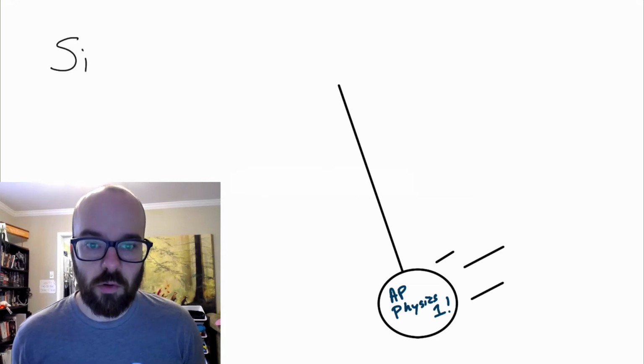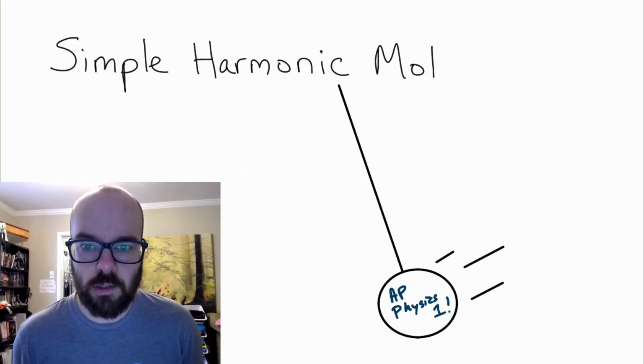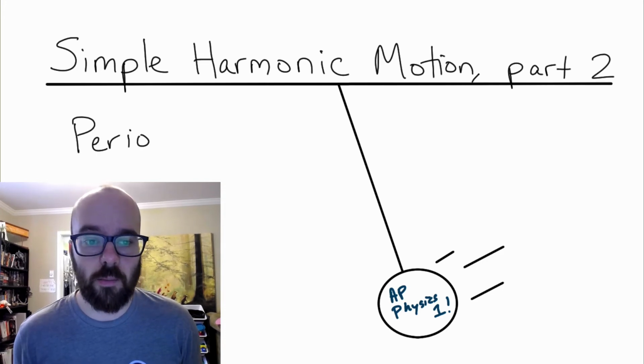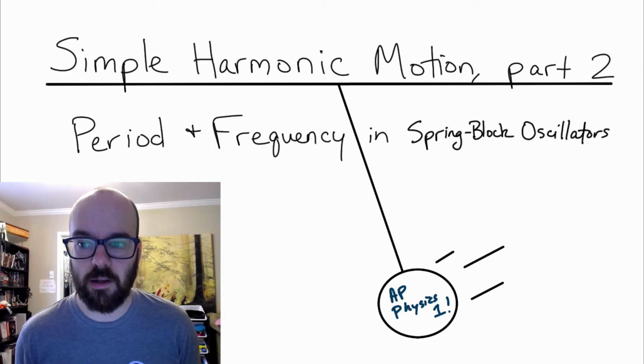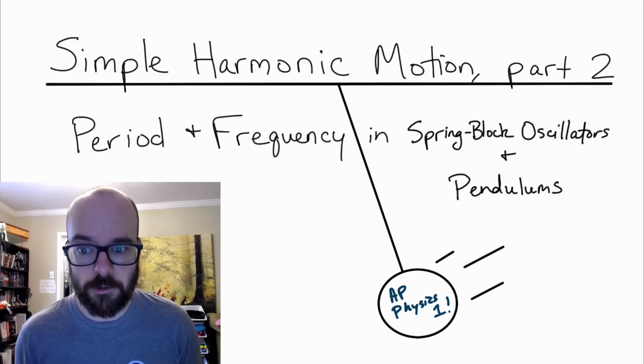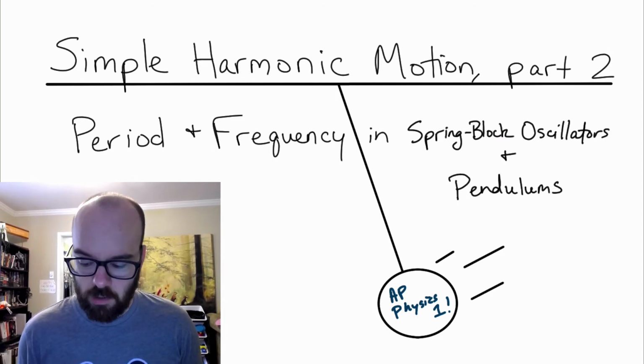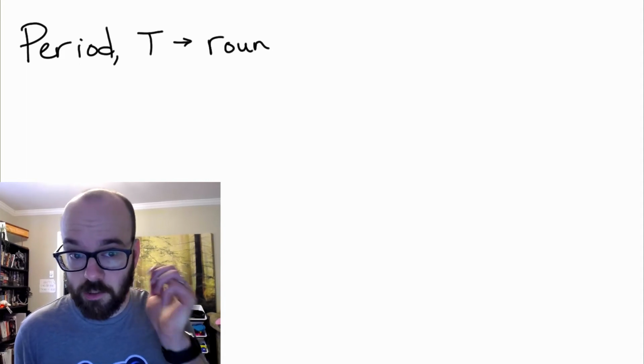All right, part two of simple harmonic motion. And in this video, I'm talking about period and frequency in two different types of oscillating systems, a spring block oscillator and a pendulum. So let's take a look at period first.